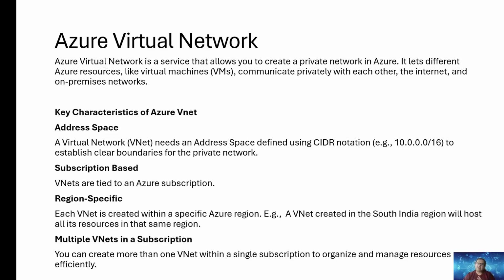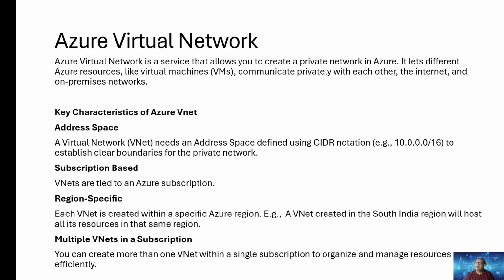Some of the characteristics of the Azure VNet here are you need to provide an address space. A virtual network needs an address space using a CIDR notation, like 10.0.0.0/16 in this example, which will allow you to create 65,000 plus resources in your virtual network. Resources in this case are your virtual machines.